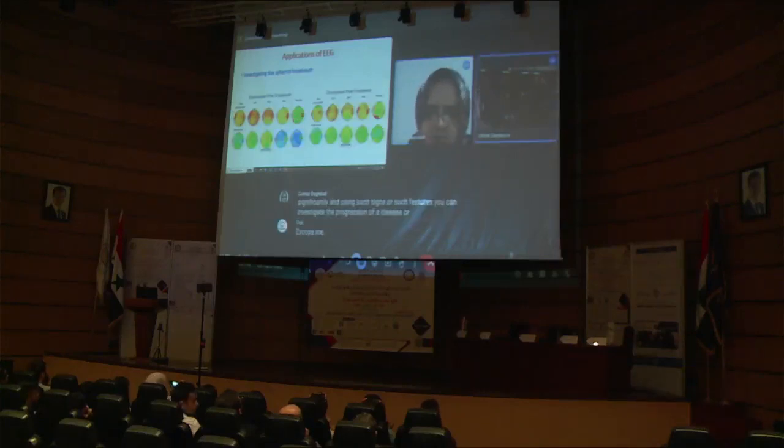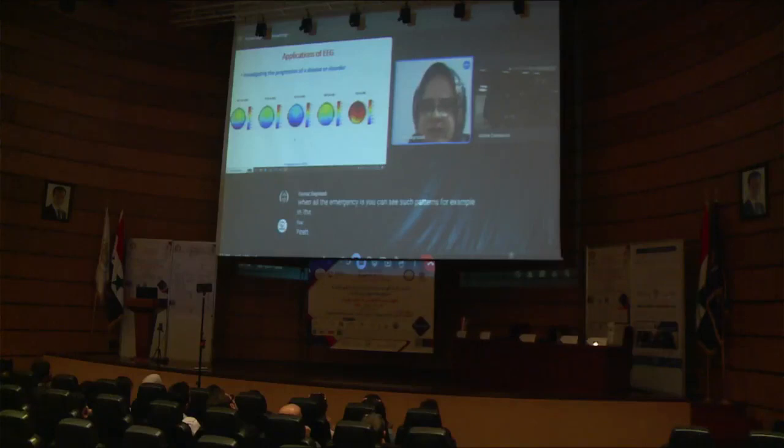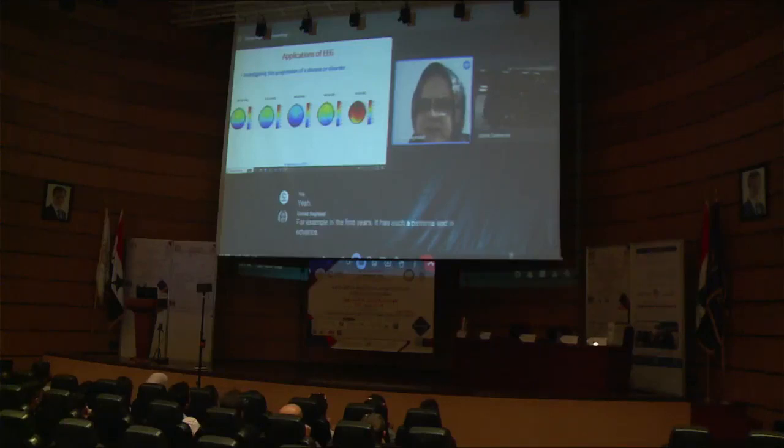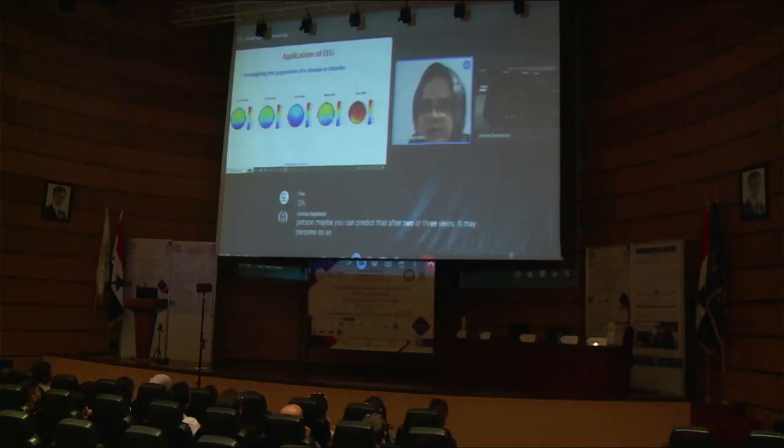Excuse me. I mean, if you repeat with someone who has Alzheimer's at an advanced stage, if I do the map every day, will I get the same red colors here? No. If you investigate someone going from healthy into Alzheimer's disease, you can see such patterns. For example, in the first years, it has such patterns, and in the advanced stages, the EEG power pattern is like this. So if you can see such patterns in a person, maybe you can predict that after 2 or 3 years, it may become Alzheimer's disease or another brain disease.